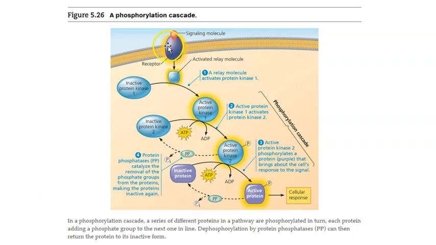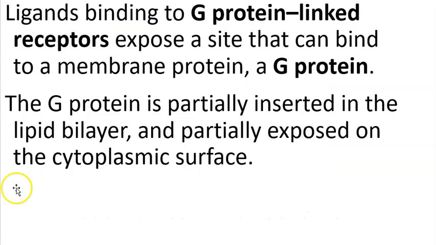And you can see right here, here's just another picture of all of that. You can see the signaling molecule, activated relay molecule, and then we have an active protein kinase. And now we have another active protein kinase. And now we have another active protein. And all these proteins are activated because they have a phosphate group attached, thereby changing the shape of it, the conformational shape change, and now it is active. And now you have the cellular response, which is good.